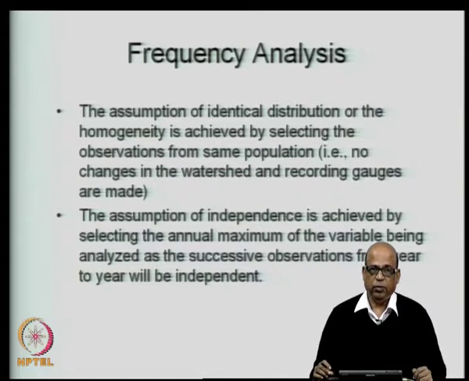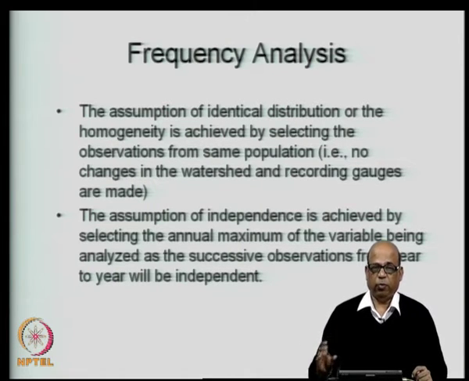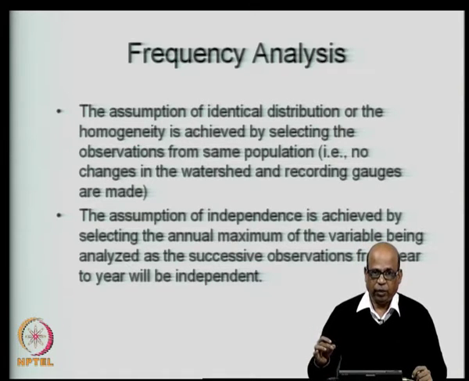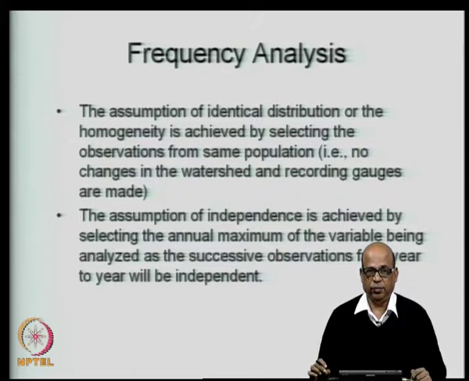Then also the gauge that you have used for the data has not undergone any changes. For example, the type of gauge has not changed, or the gauge has not been shifted from one place to another place in the same watershed, and so on. So, you are looking at the same type of rain gauge, the same rain or stream gauge over the entire period of data, and the watershed has not undergone any specific changes during the period of data. This will ensure that the time homogeneity is maintained for the data.